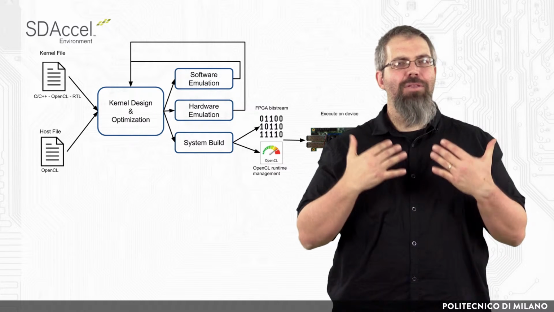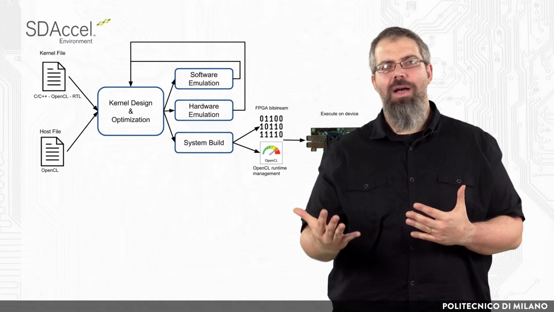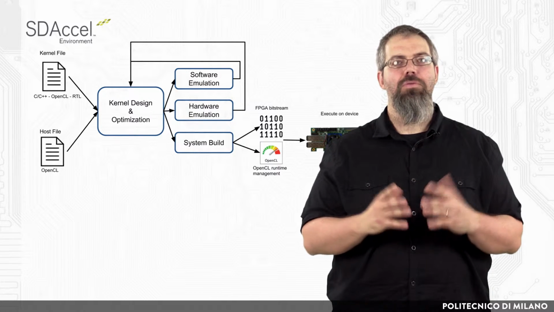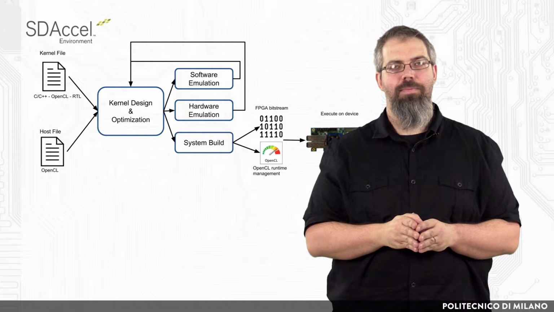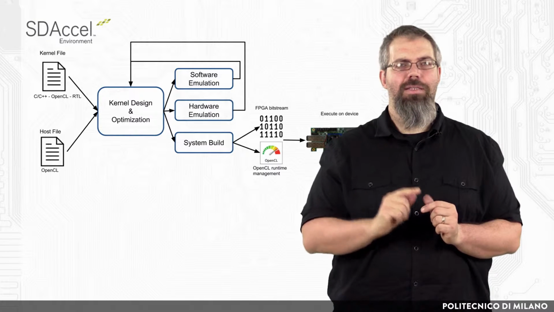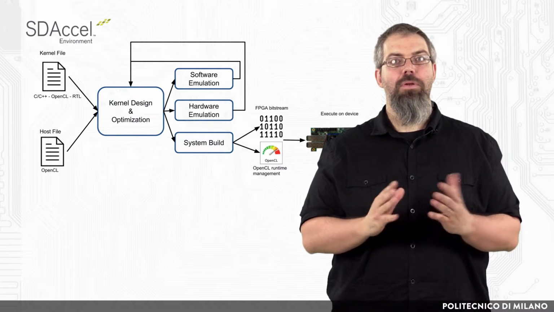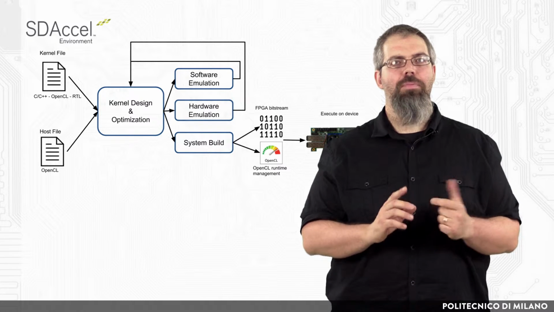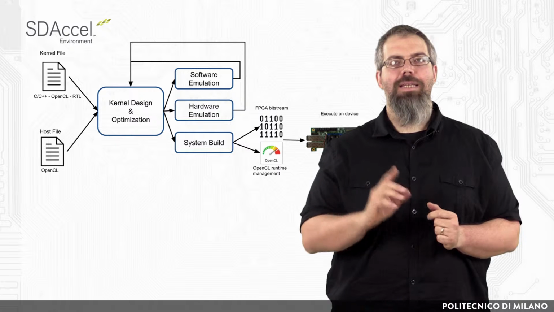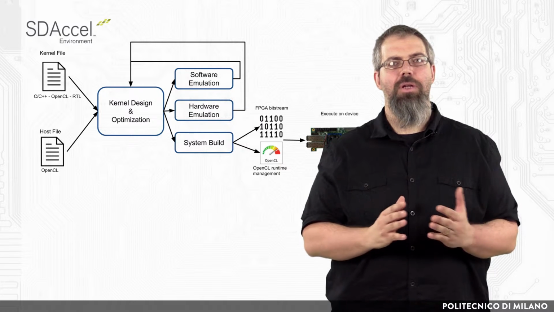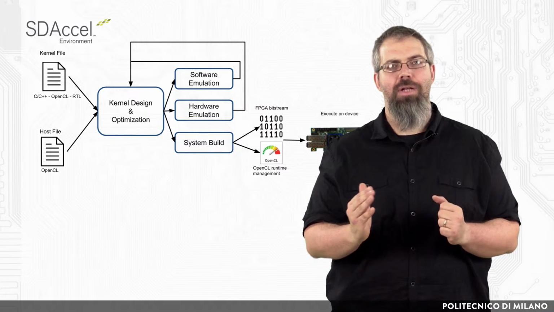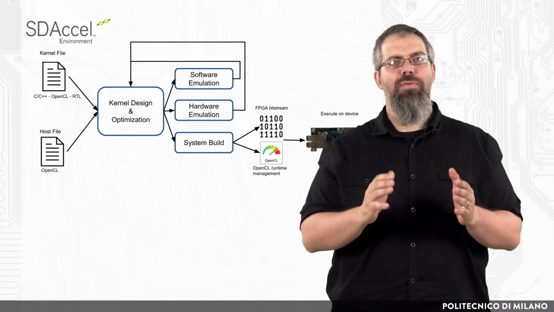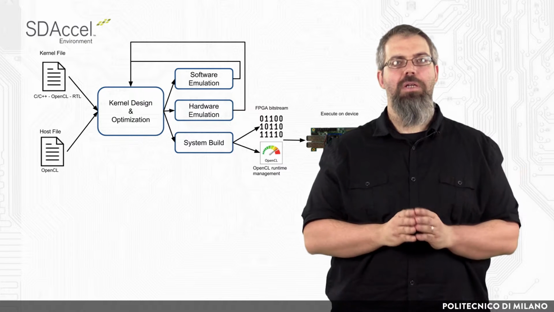Okay, now that we have the kernel and host file, we can either use a makefile or the graphical user interface to design the kernel and to optimize it. In this regard, the framework provides multiple directives that help with this process. Once we have a first implementation of this kernel, SDAccel provides us with two different emulations that are used to check the functionality of our code at different levels. In particular, we can perform a software and a hardware emulation.